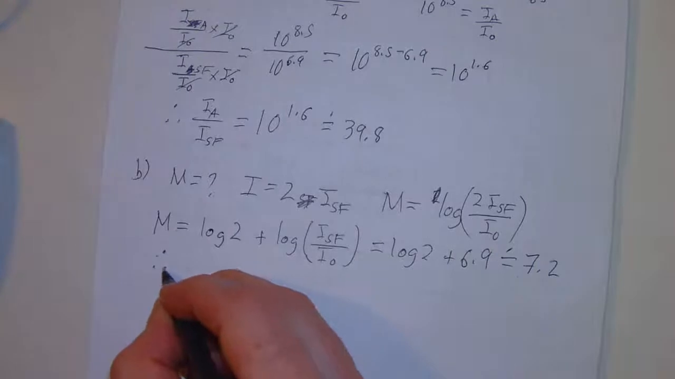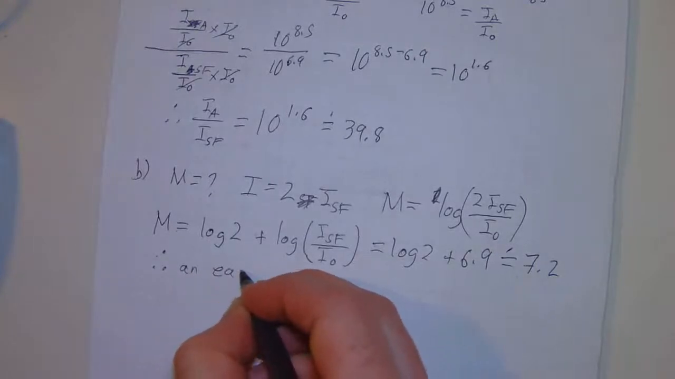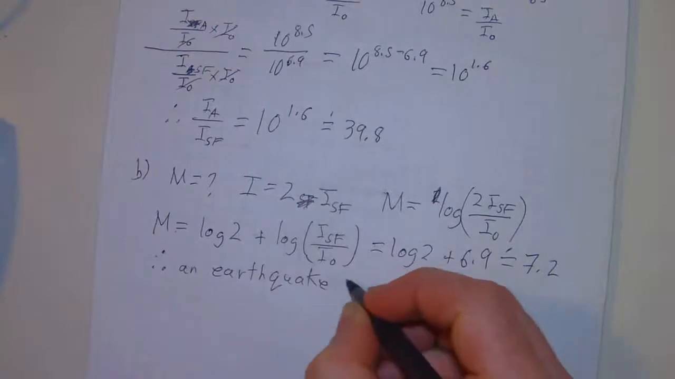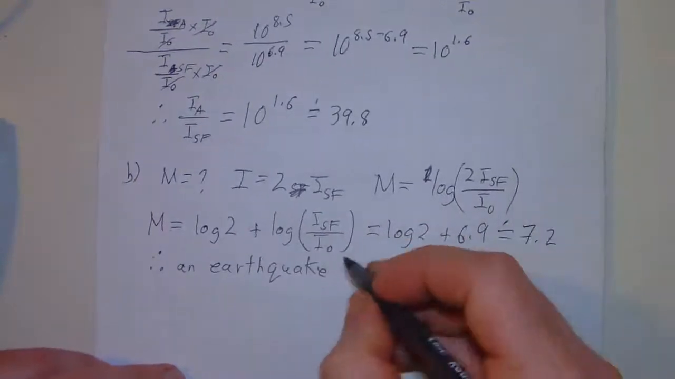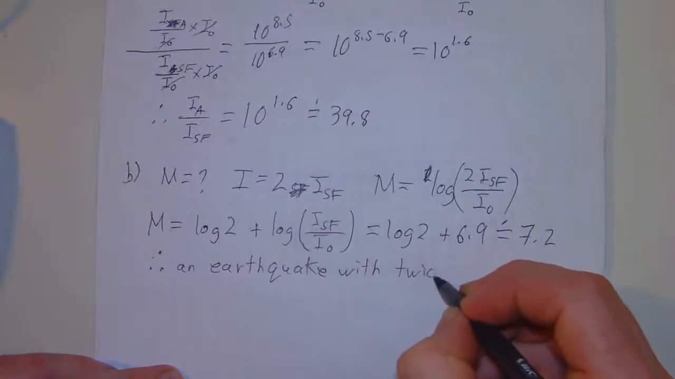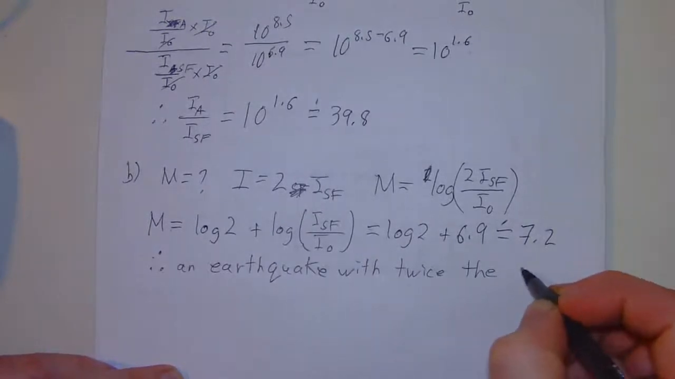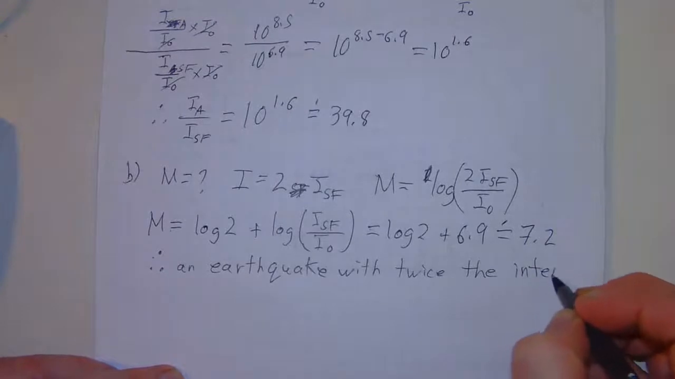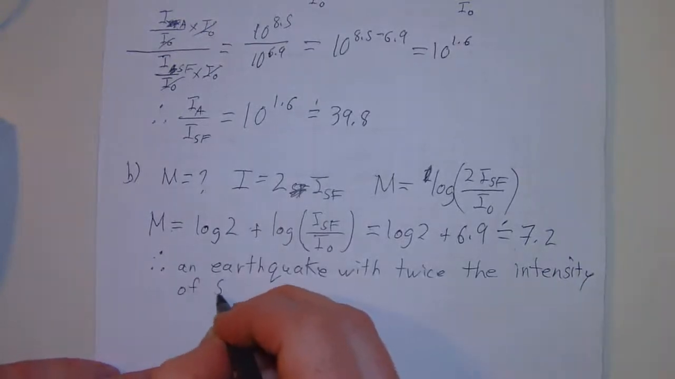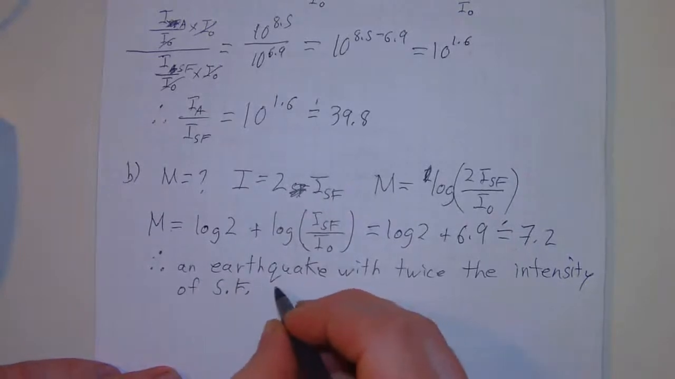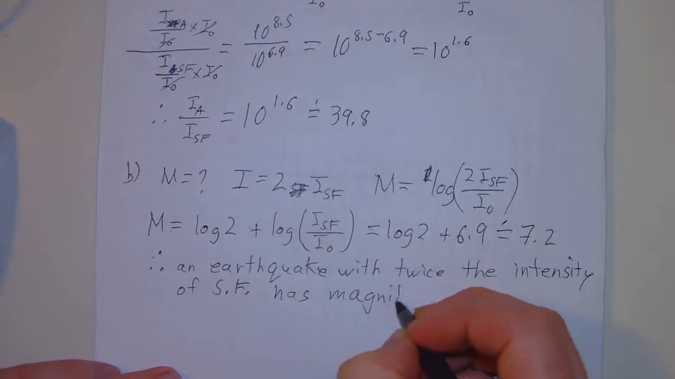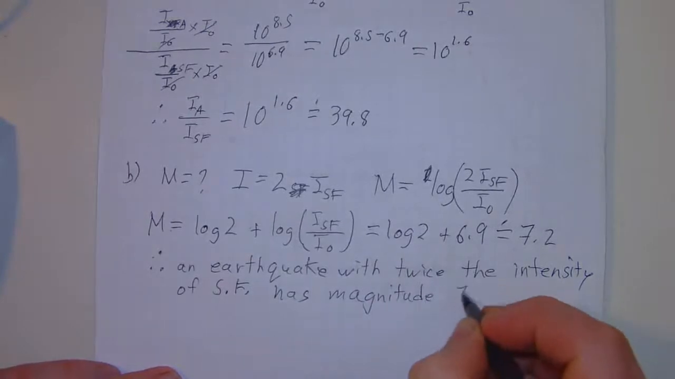So therefore, an earthquake with twice the intensity of San Francisco has magnitude 7.2.